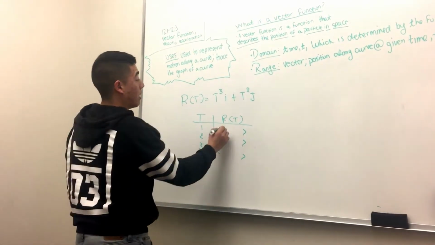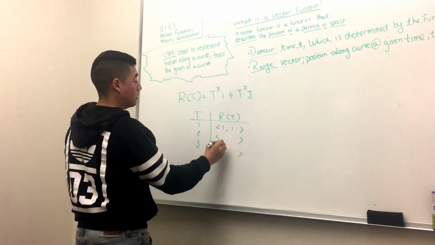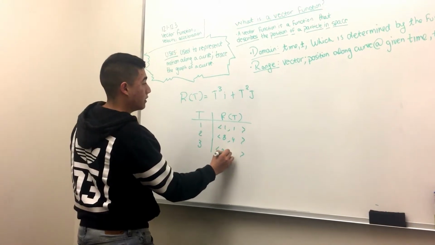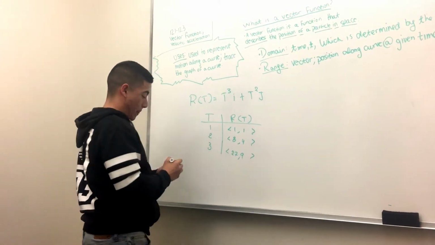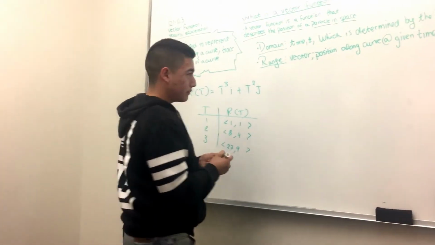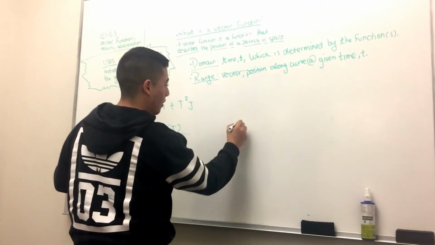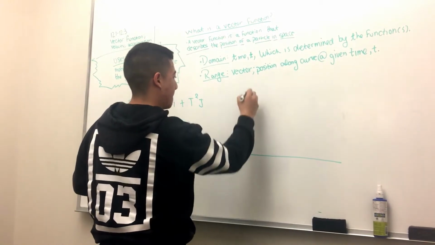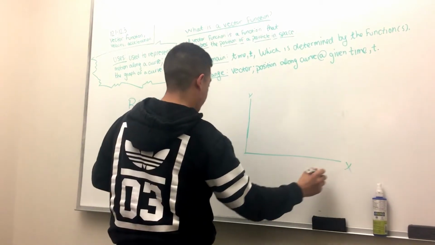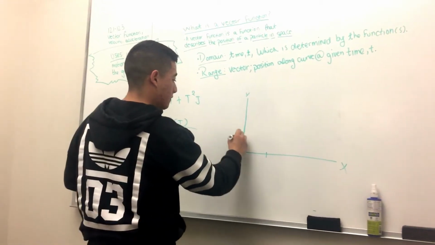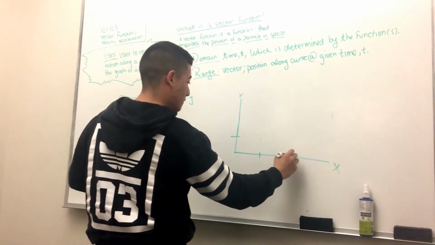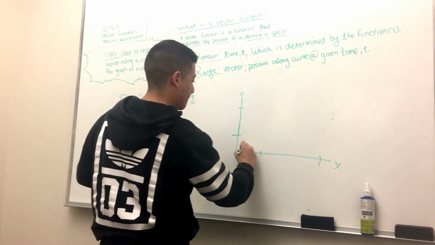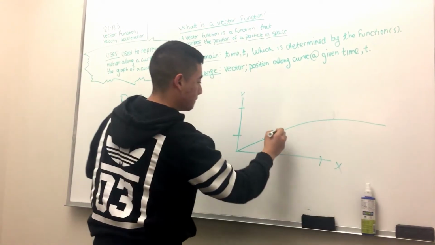So at time 1, we will have 1 and 1, at 2, 8 and 4, and at 3, we will have 27 and 9. We will graph this to show you what it looks like. Something like this.